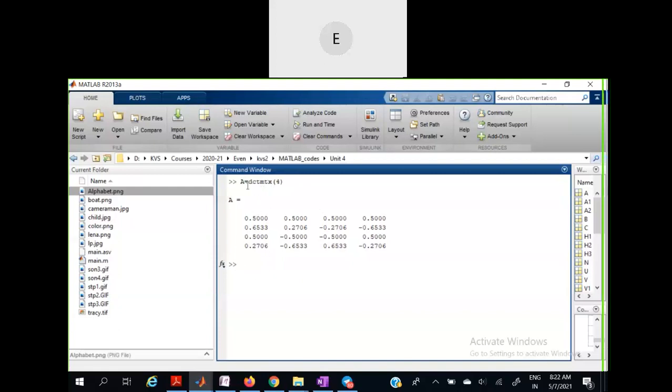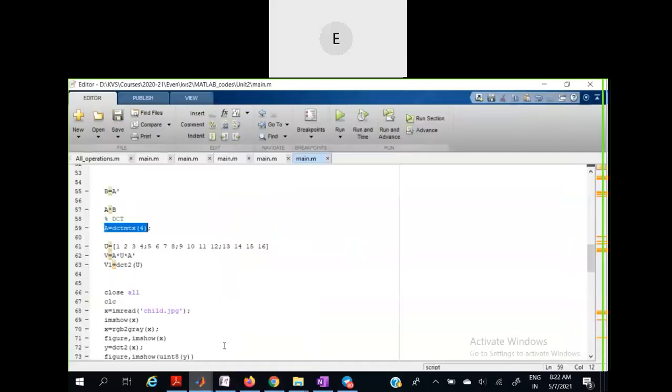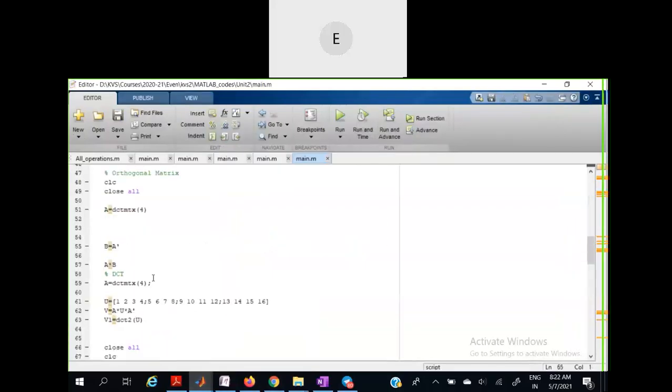Okay, and to show whether this is orthogonal or not, I just run the next part of the code. So I'll run this complete thing. What I'm doing, if you carefully observe, is generating a DCT matrix, taking the transpose of it, and multiplying them. I should get an identity matrix. Let us verify that.